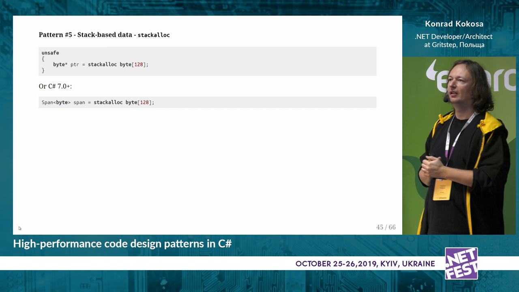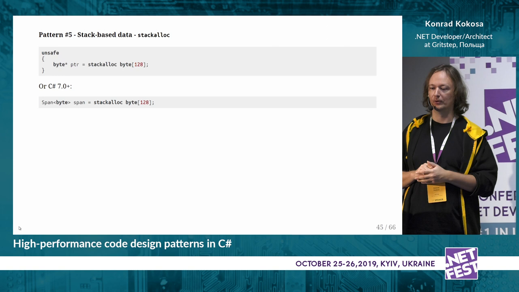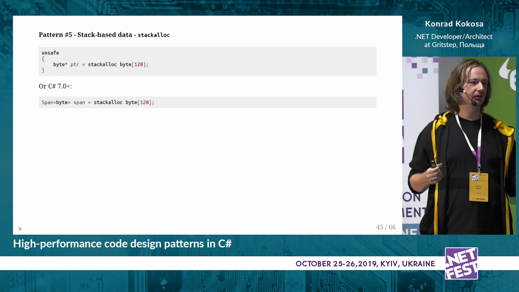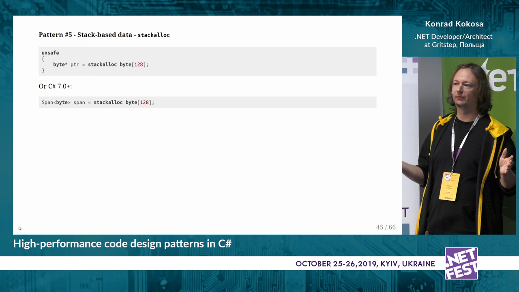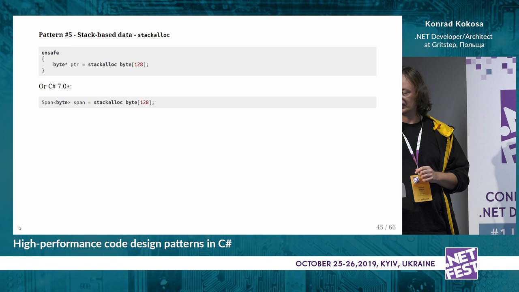For example, the result of stackalloc is a pointer. So to use stackalloc for many years, we needed to use unsafe code. But then, since C# 7.0, there is Span, which can also represent the result of stackalloc, as we saw before. So now the code can be safe, in terms that sometimes we can't deploy unsafe code, for example, on some Azure deployments. But now we can use Span, and we can use stackalloc safely.